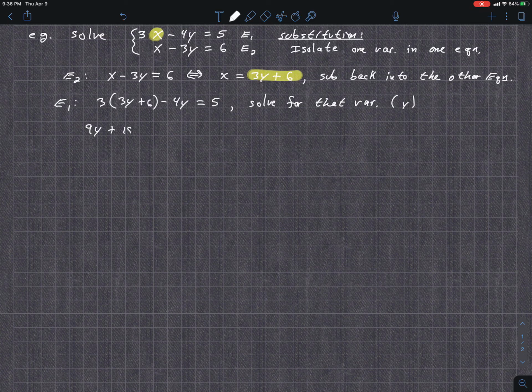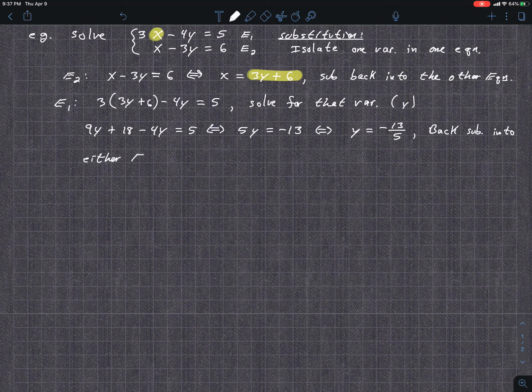All right, so let's do that. Multiply through, you get 9y plus 18 minus 4y equal to 5. Continue to solve, collect like terms, and you get 5y equal to negative 13. So y is equal to negative 13 over 5.